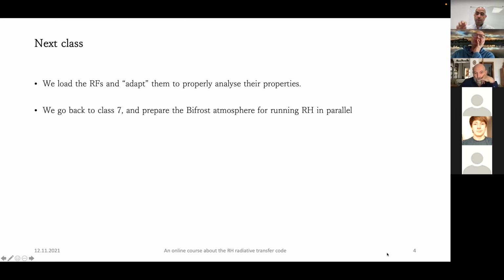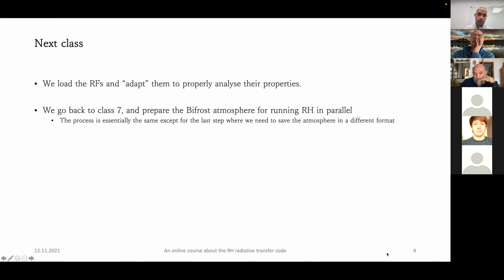So then I probably will use the last part of the class, to try to keep it below 1 hour, to show you how to prepare the Bifrost atmosphere for running RH in parallel, using the Python wrap that we had from the previous class, that we use also in SER. The preparation will be almost the same as in class 7, but we change a bit the script at the end to save it in a fits file that follows the Python wrap format. So this will be very easy, so we will do it.